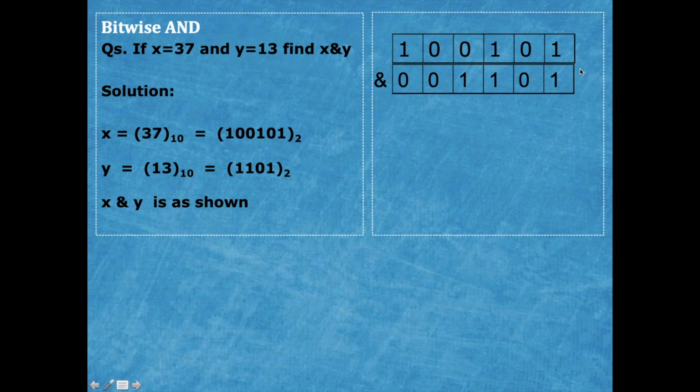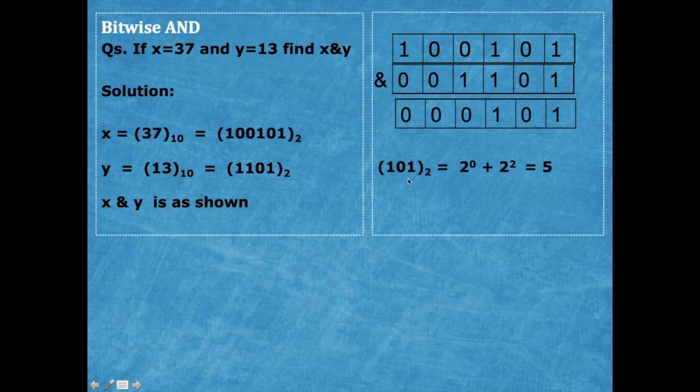So now it's very simple. Start from the right side. 1, 1 gives you 1. What is this? 0. What will be this? 1. What about this? 0, 0, 0. So this is the answer. Now this is the answer in binary format. We convert it to decimal format and the answer is 5. So I can say that the final answer of x AND y is 5.